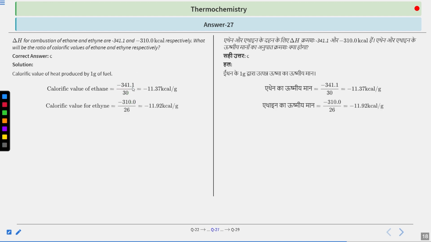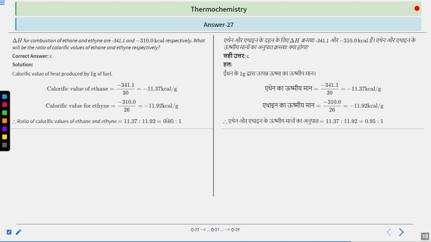Next, for ethyne, again we divide by the molar mass because we have removed 4 hydrogens, so that results in 26. Now divide by 26 and you will get the calorific value, that is the heat produced per gram of ethyne, that is minus 11.92 kilocalorie per gram. Next, you have to find the ratio of calorific value. Very easy. You got this. Divide these two and you will get 0.95 is to 1 as your answer. In this way you will solve question number 27.